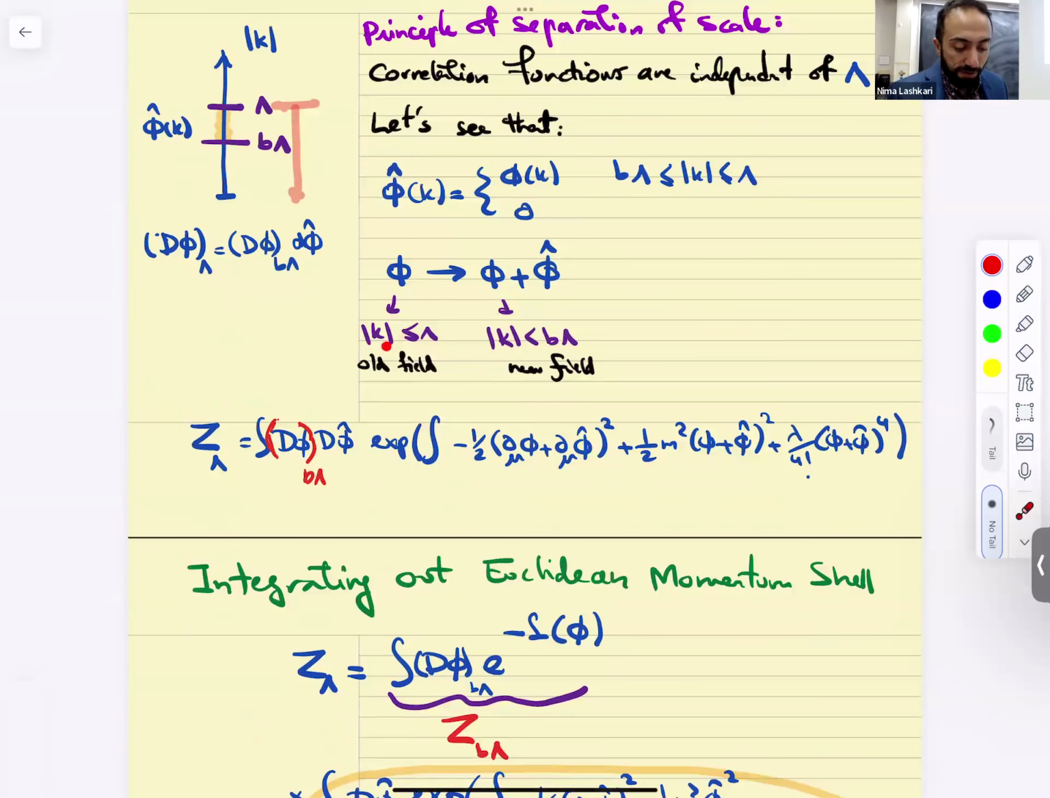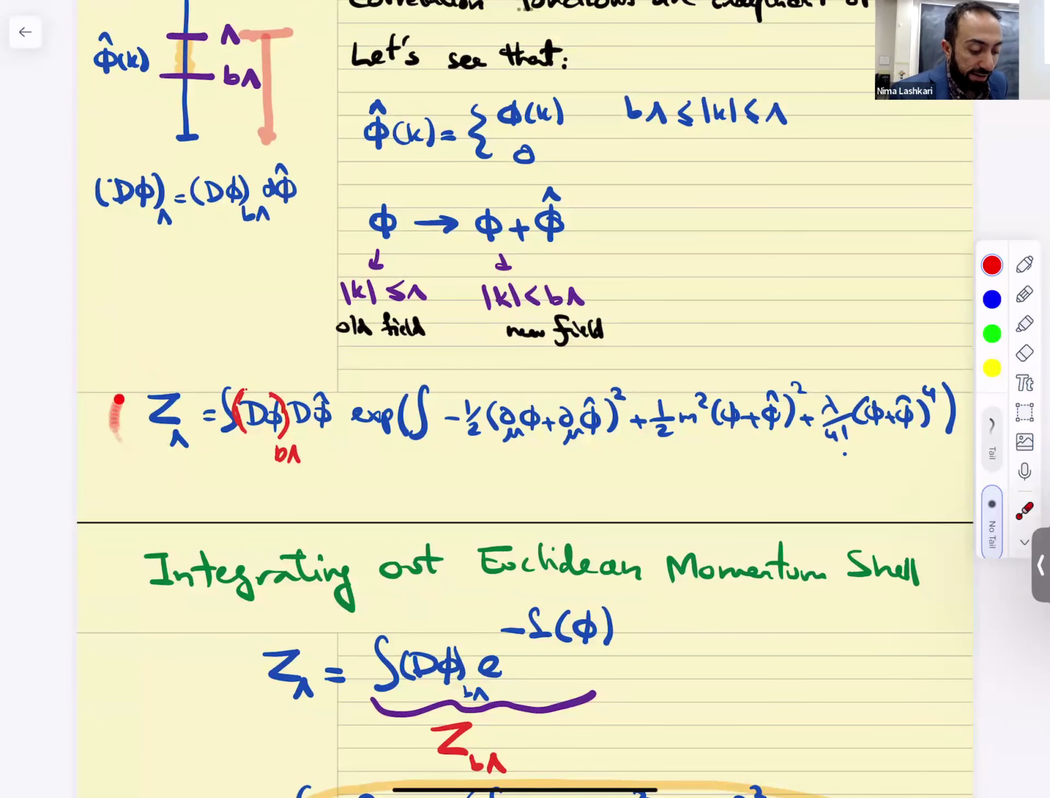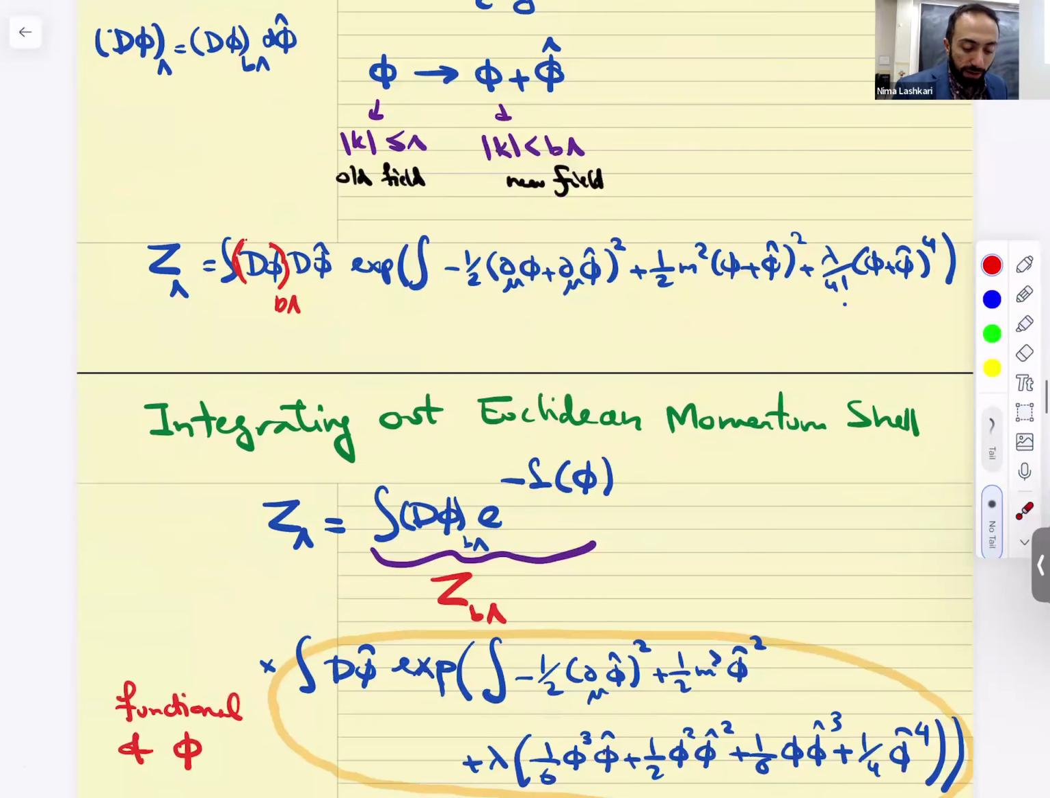The old field was running from k less than lambda, and now this guy is the new field plus this range. Our old path integral can be written as a new path integral times this new path integral over the field phi in this range, phi hat, right? And now I just plug in this splitting inside this expression in my Lagrangian. And now you see why I went through the background field methods before doing RG, because that was all about shifting the field and plugging in the action.